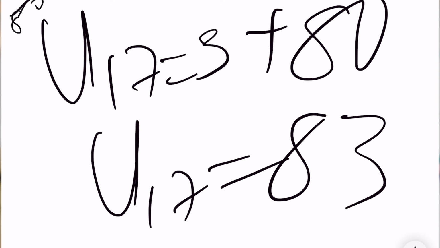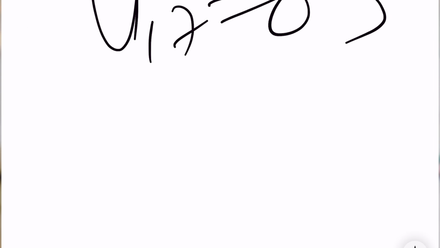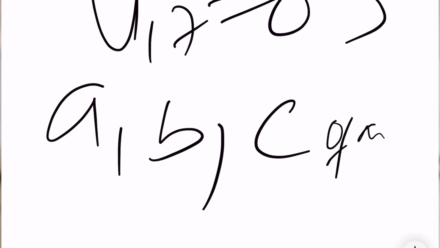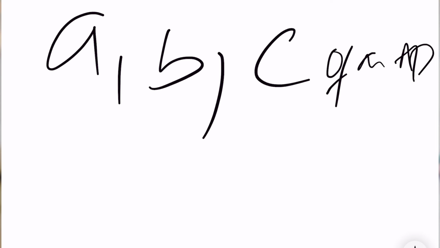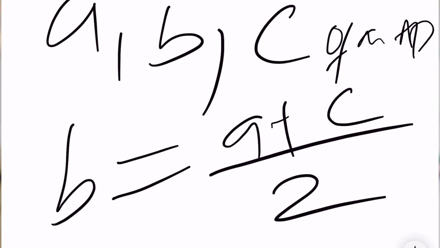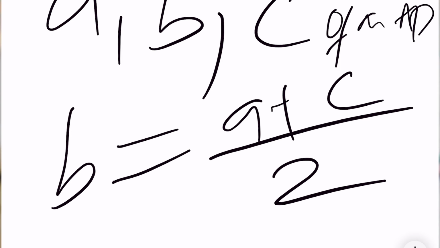Now for arithmetic mean, if A, B and C are 3 consecutive terms of an AP, then B is the arithmetic mean of A and C. That is, for arithmetic mean, where we have 3 consecutive terms A, B, C of an AP, which is a sequence, we have our B there to be A plus C over 2. Now let us solve one example to understand better what arithmetic mean is.